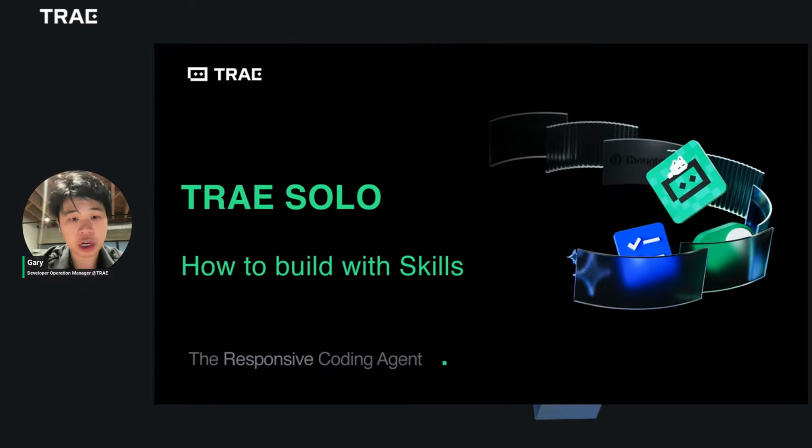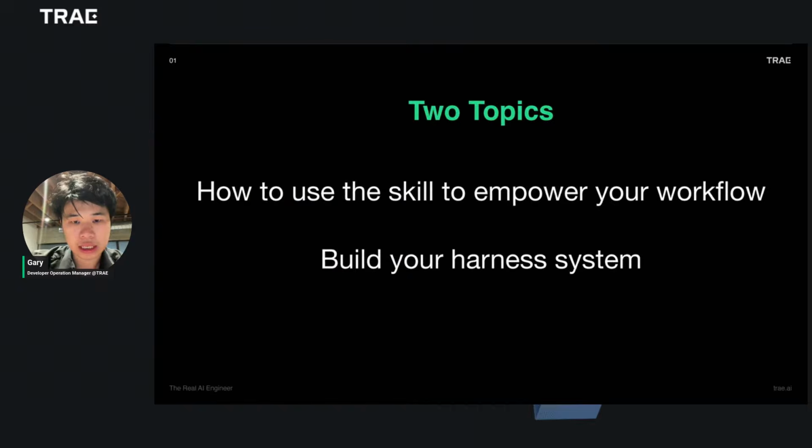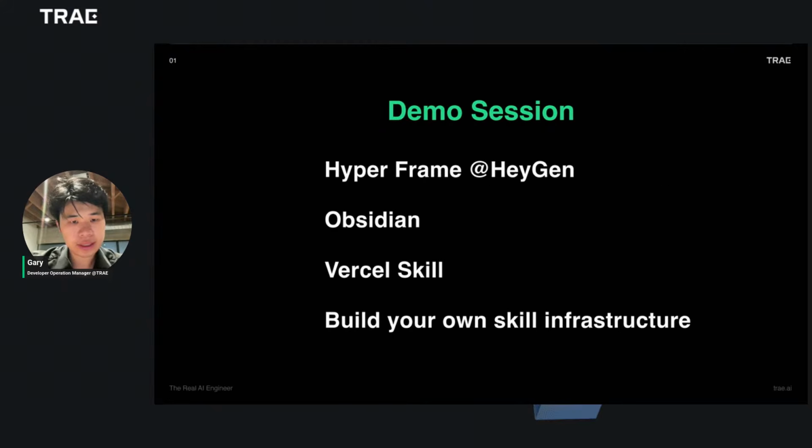First of all, today's topic is how to build with skills. Let me introduce myself. This is me, and I'm the developer operation manager. Today I want to bring two main topics. Number one is how to use skills to empower your workflow. The second topic is how to build your harness system. Today we have 4 demo sections. Number one is the Hyper framework from HeyGen, and then we will use Obsidian, an information management system, and also Vercel skills. For the fourth one, I will teach you how to build your own skill infrastructure.